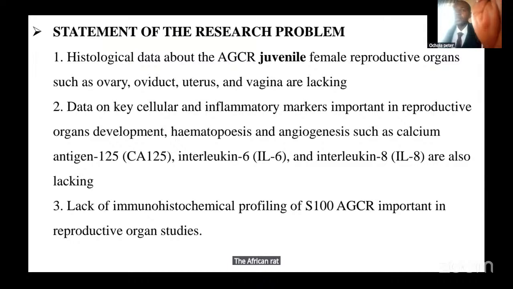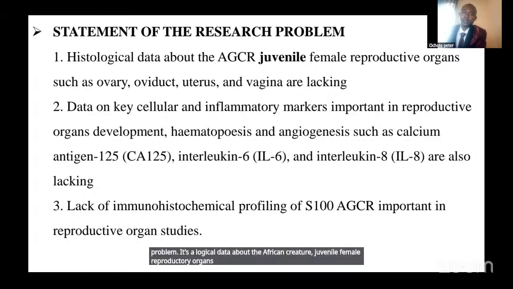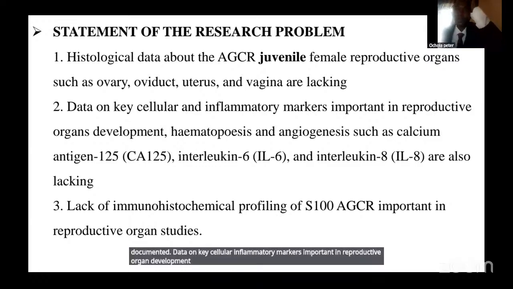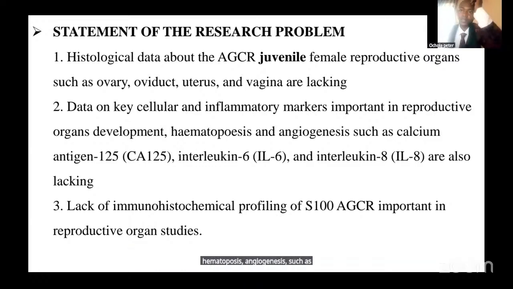The statement of research problem. Histological data about the African greater cane rat juvenile female reproductive organs such as ovary, oviduct, uterus and vagina are not yet documented. Data on key cellular inflammatory markers important in reproductive organ development, homeostasis, angiogenesis, such as calcium, CA125, interleukin 6, interleukin 8, are lacking. There's a lack of immunohistochemical profile for S100 in the juvenile female African greater cane rat reproductive organs.